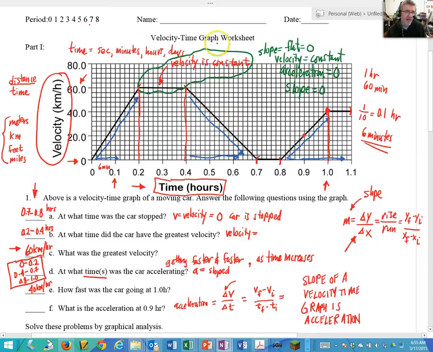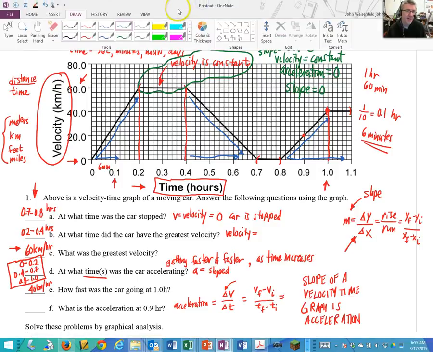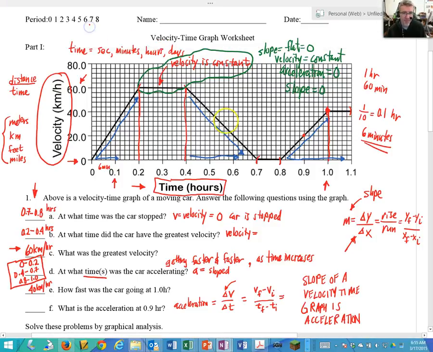But since this is, let's get back to F here. Since this is one straight line from 0.8 to 1.0, it is actually the same slope everywhere from 0.8 to 1.0. That means you have constant slope, which is constant acceleration. Constant slope implies constant acceleration.